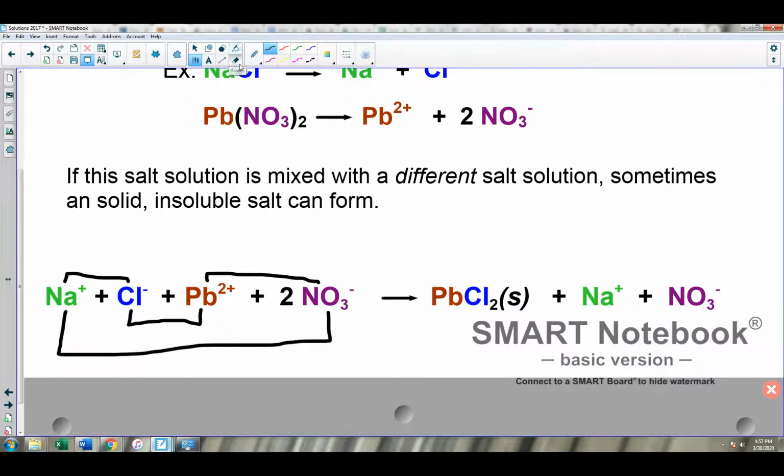So this is basically the different possible combinations that you could have. However, sodium nitrate is always soluble. Remember, this is group 1 and this is a nitrate, so those things are always soluble. So as a result, only one of the two possible combinations of ions is not going to dissolve. So it precipitates out as a solid.